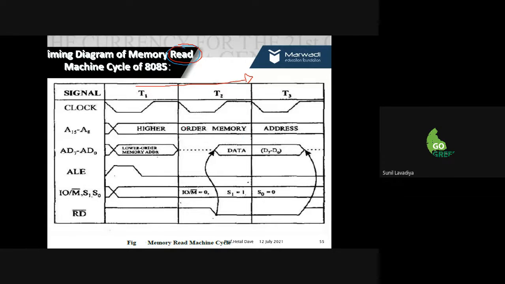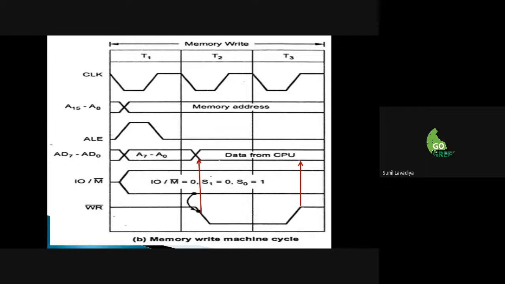Can anyone guess what change I have to do if I use write bar here rather than read? Anyone? Ancho, Yograj, anyone? The value of S1 I have to make 0 and S0 1, and IO/memory part 1, I have to work with the write part. Let's verify. Here the change is there: S1 is 0 and S0 is 1.